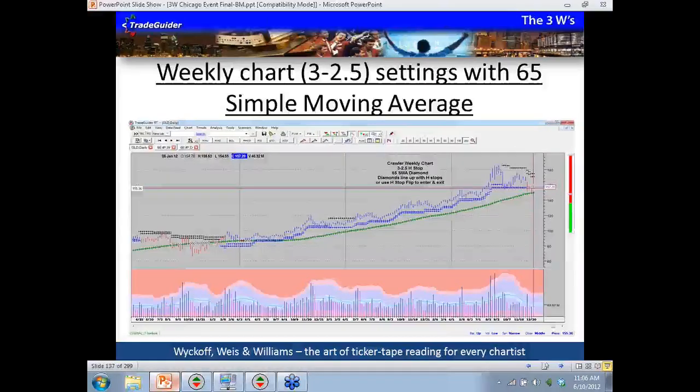Here's a setup here. Slow down a little. There it goes, a little delay. Okay, I'll make sure I slow down when I click on screens.